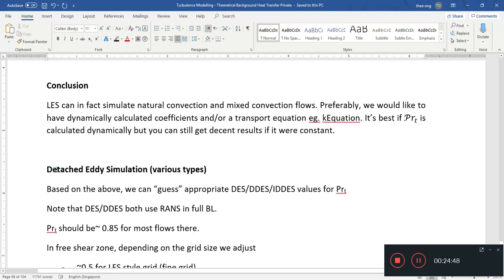So next time we're going to talk about DDES or DES, detached eddy simulation, which is one of the most common hybrid models to use.